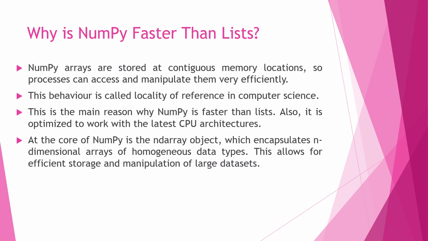Now let us discuss why this is faster. Since the elements are stored in contiguous memory locations, we can easily process them and access the elements more efficiently. And this concept is called locality of reference in computer science. The main reason for going for this NumPy array is that it is faster than a list, and it is optimized to work with the latest CPU architectures. And we have the ndarray object to work with multidimensional data. It encapsulates arrays of homogeneous data types, and it allows more efficient storage and manipulation of large data sets.